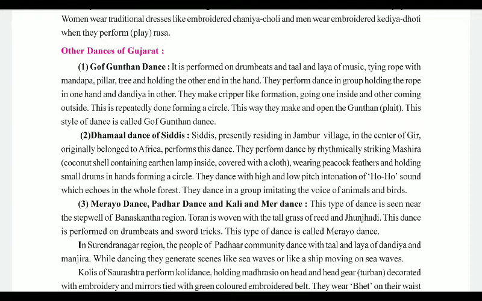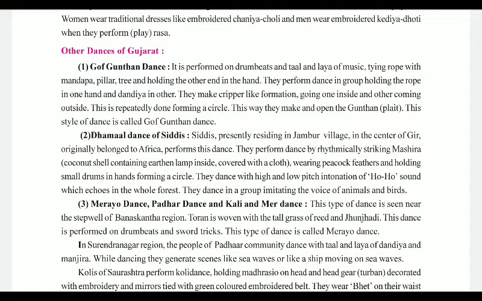The Mal dance of the Siddhis. Siddhis presently residing in Jambur village in the center of Gir originally belonged to Africa. They perform this dance by rhythmically striking a mashira, a coconut shell containing an earthen lamp inside, covered with cloth. Wearing peacock feathers, holding small drums in their hands and forming a circle, they dance with high and low pitch intonations of a ho-ho sound which echoes in the whole forest, and they dance in a group imitating the voices of animals and birds.